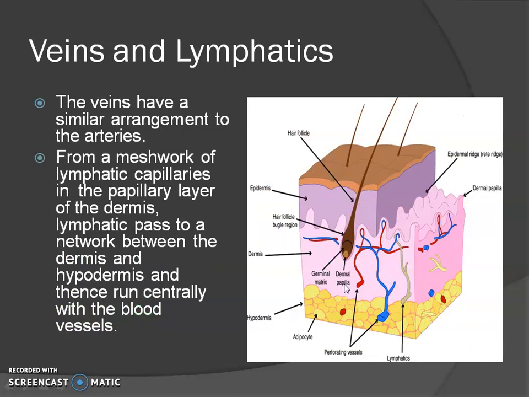Veins and lymphatics. The veins have a similar arrangement to the arteries. From a meshwork of lymphatic capillaries in the papillary layer of the dermis, lymphatics pass to a network between the dermis and hypodermis and then run centrally with the blood vessels.